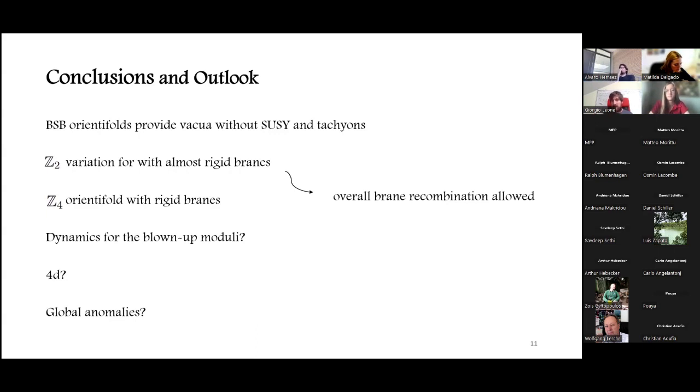And we have seen that such a solution is almost rigid, in the sense that it can be connected to the standard one via an overall brane recombination. The situation is different for the Z4 case, in which the presence of orientifold planes with a non-trivial twisted charge forbids any recombination of anti-D-branes, and therefore, in this sense, the model is truly rigid.